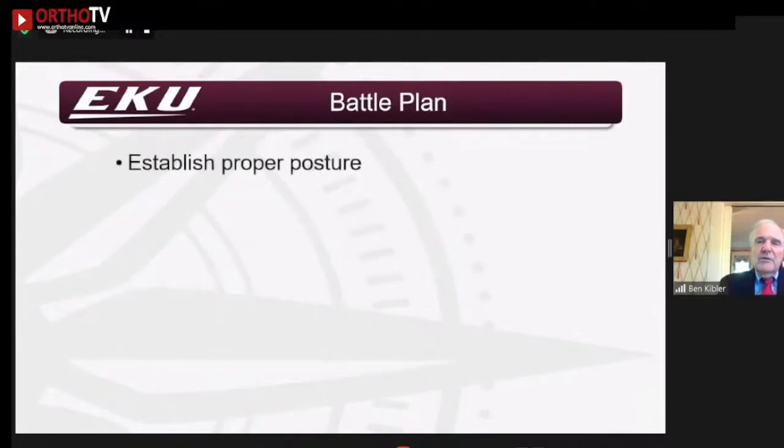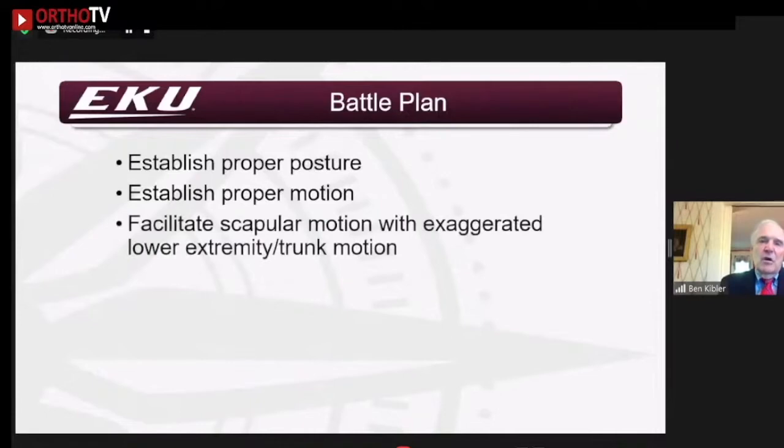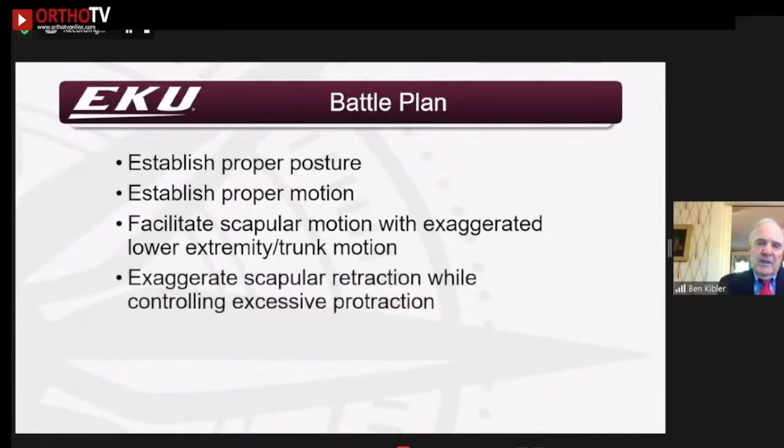What's your plan? The way you do this? We establish posture, so that we look at the entire hip and core and trunk. We establish the proper motions so that you get the scapular position and motion and the arm motion in the normal pathway. We facilitate scapular motion by using your lower extremity and trunk. So you actually drive the scapula by using hip and trunk motion. We'll show you this in a minute.